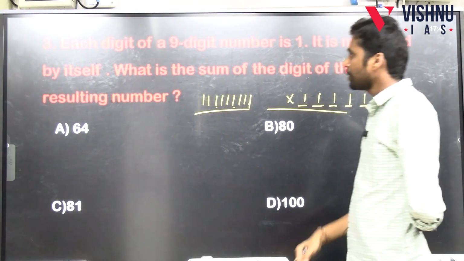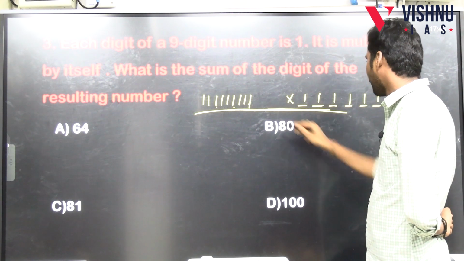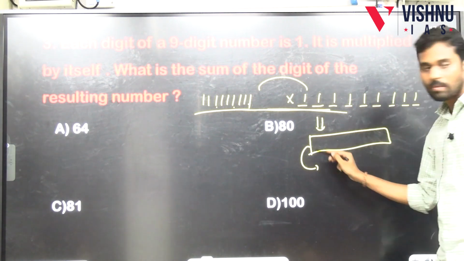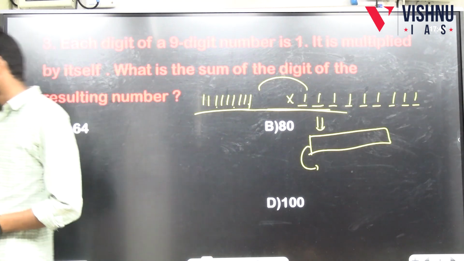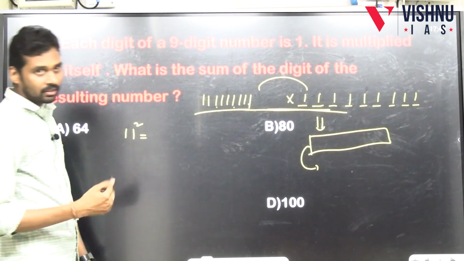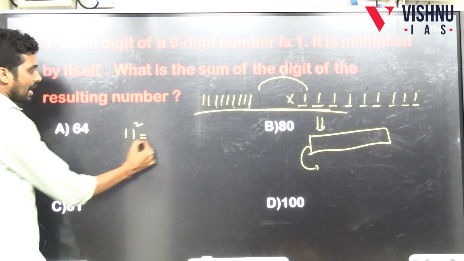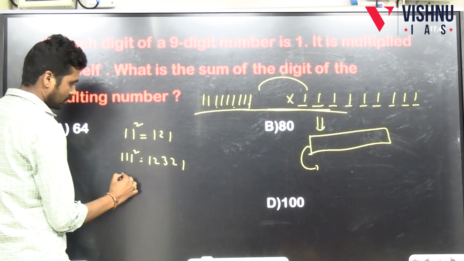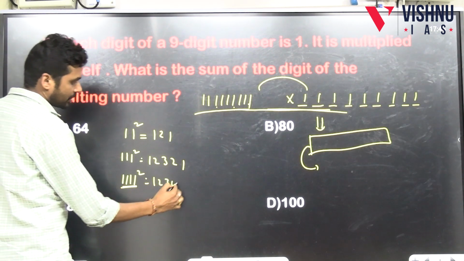Then the question is, finally, what is the sum of the digits of the resulting number? After multiplying these two numbers, we'll get a big number, right? Then we need to find the sum of the digits of this number. This is again a number system related question. When all the digits in a number are ones only, 11 squared is 121, 111 squared is 12321, and 1111 squared is 1234321.